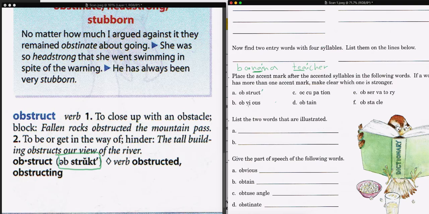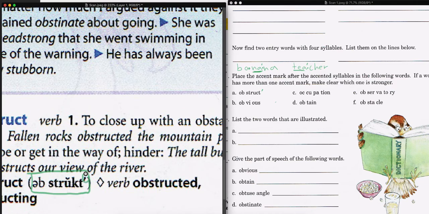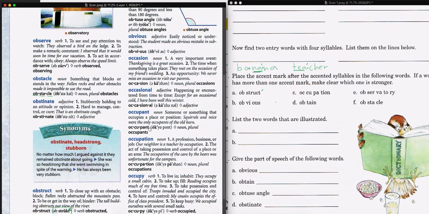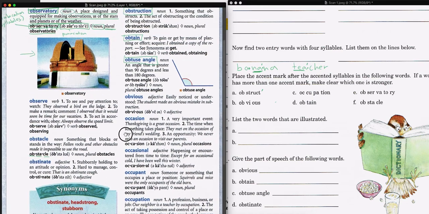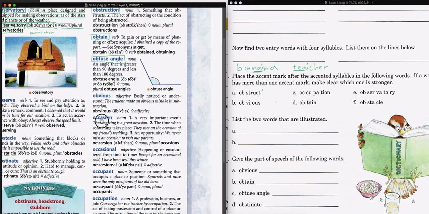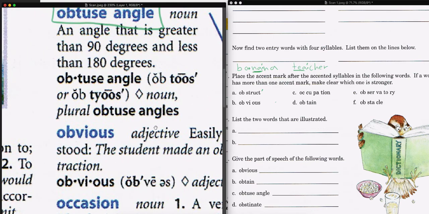Let's do the second one together. Obvious. So obvious, which one has this? You're looking for this accent mark in obvious. All right, let's see which one of the syllables in obvious has it. Where's obvious? Right here. Here's obvious.